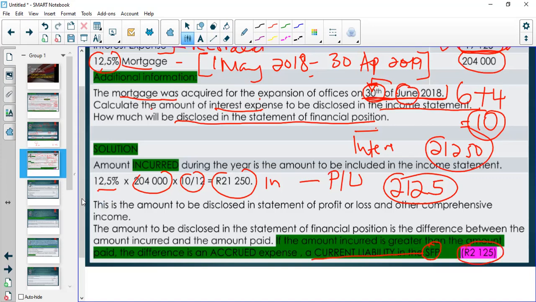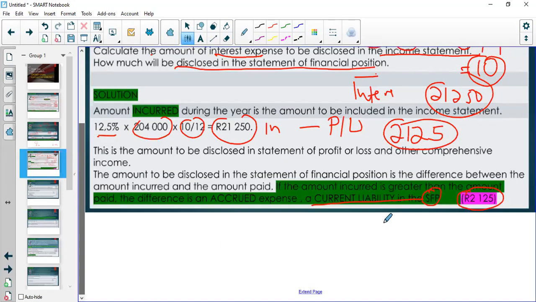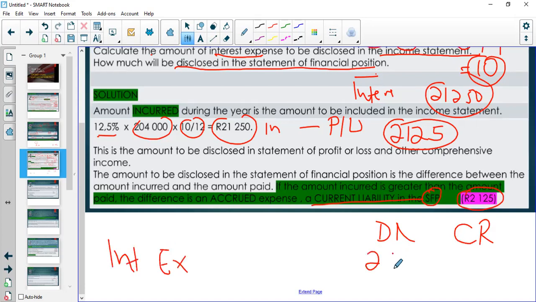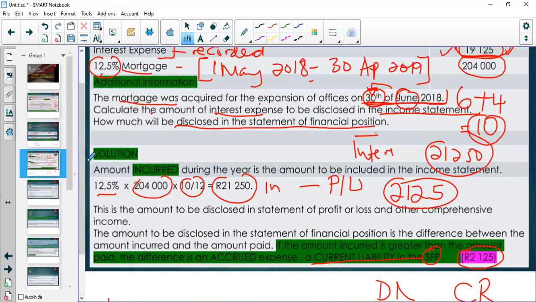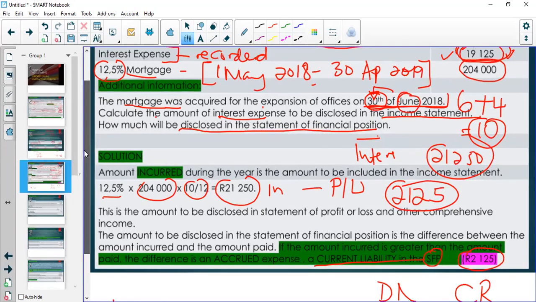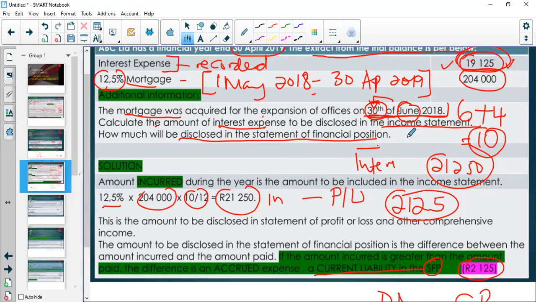And as you know, the journal entries, we have demonstrated the journal entries. You're going to debit your interest expense with that 2,125. So that now our interest expense, we had recorded 19,125. So we are recording an extra 2,125 to make it complete.